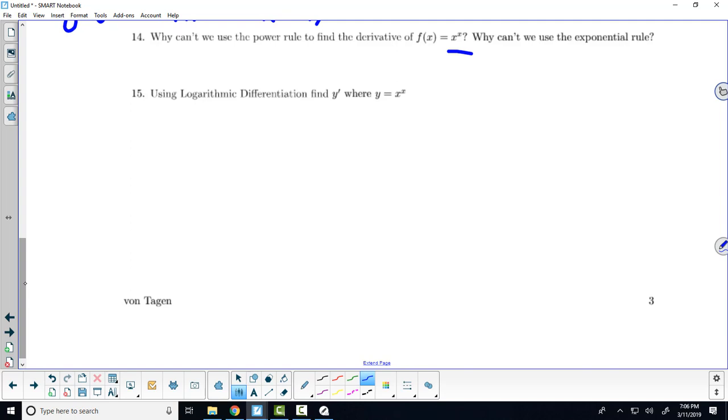We use the power rule when we have something like y equals x to the n, where n is understood to be a fixed number. Okay? It might be nice, it might be messy, but it's understood to be a fixed number. Why can't I use the power rule? Because my power is a variable here. The power is changing in this. Okay, so I can't use the power rule.